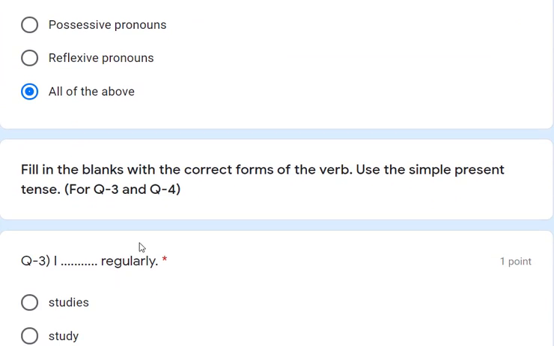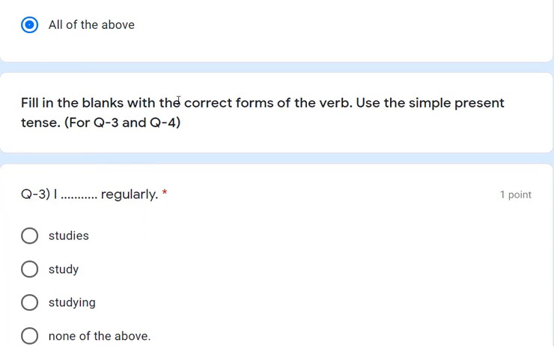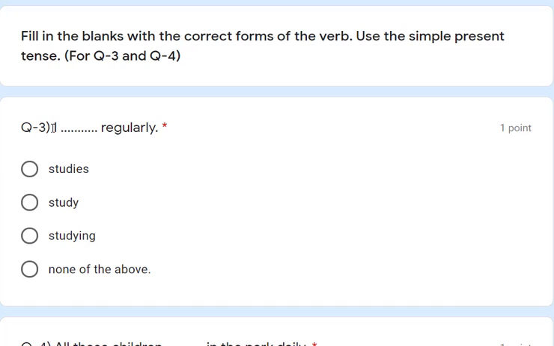Okay. So let's see question number 3. Before question 3, there is some instruction. Fill in the blanks with the correct form of the word. In the blank space, we need to fill the correct form of the verb. Use the simple present tense. That means we need to write with a simple present tense. I regularly, blank space is there. Study, studies, or studying. So, I study regularly. That is the correct answer.